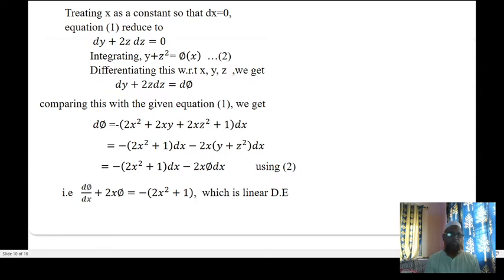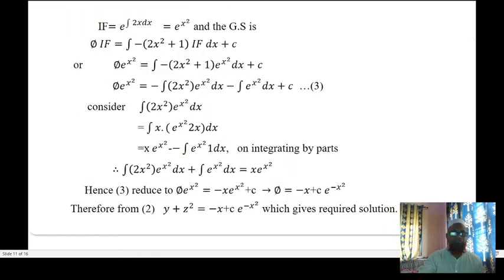If you simplify by variable separation, dividing by dx throughout the equation, we get d phi by dx plus 2x phi equal to minus of 2x square plus 1, which is a linear differential equation in phi. So the integrating factor equals e raised to integration of P dx, so e raised to integration of 2x dx. Integration of 2x is x square, so it equals e raised to x square.